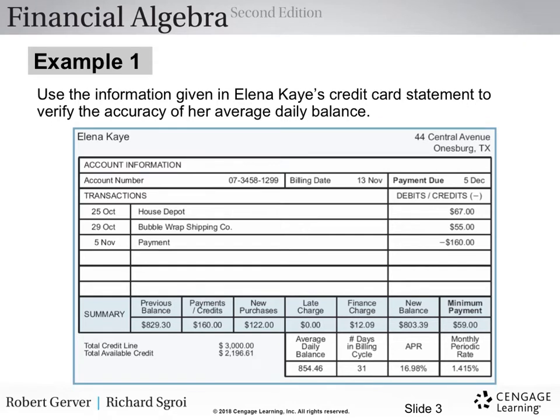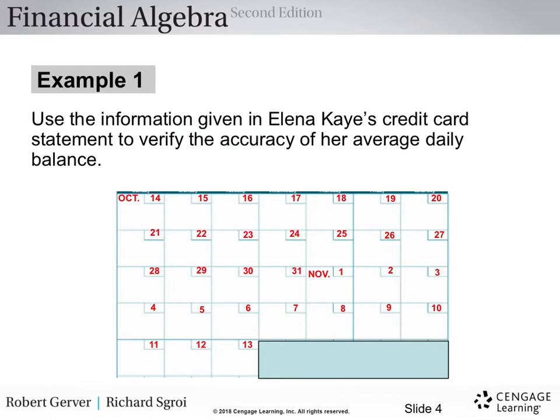All right, here's example 1. They want us to use the information given in Elena K's credit card statement to verify the accuracy of her average daily balance. And what we're going to do is use the calendar technique to verify this. So we've got all this information here, and we're going to verify the accuracy of her average daily balance. So the first thing we're going to do is set up a calendar.